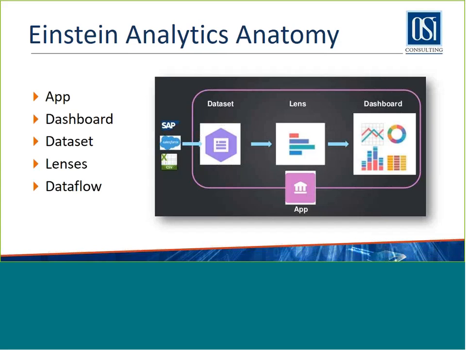The third one is the dataset. A dataset is basically the backbone of the analytics platform, which means we cannot do anything without a dataset. We have to create a dataset first. Dataset means nothing but a set of data. So we have to create the dataset first inside the Einstein Analytics platform. Then only can we create the lenses and dashboards out of it. So that's why I call it the backbone.